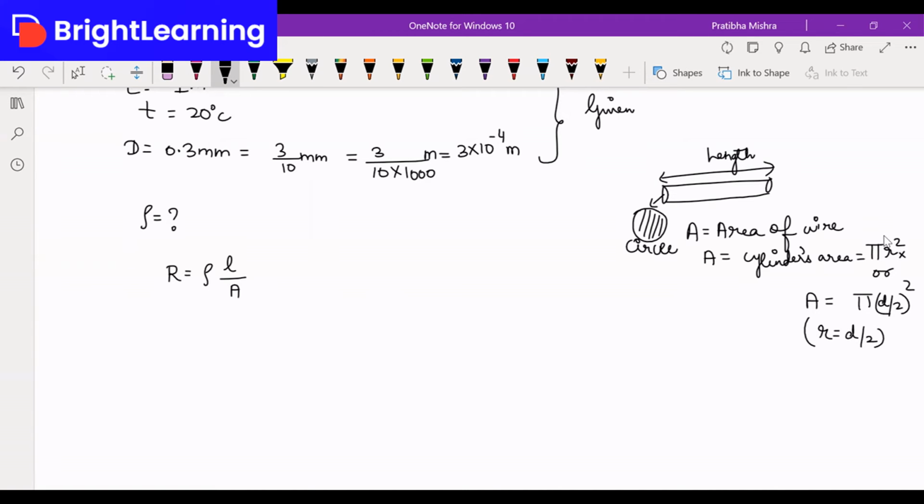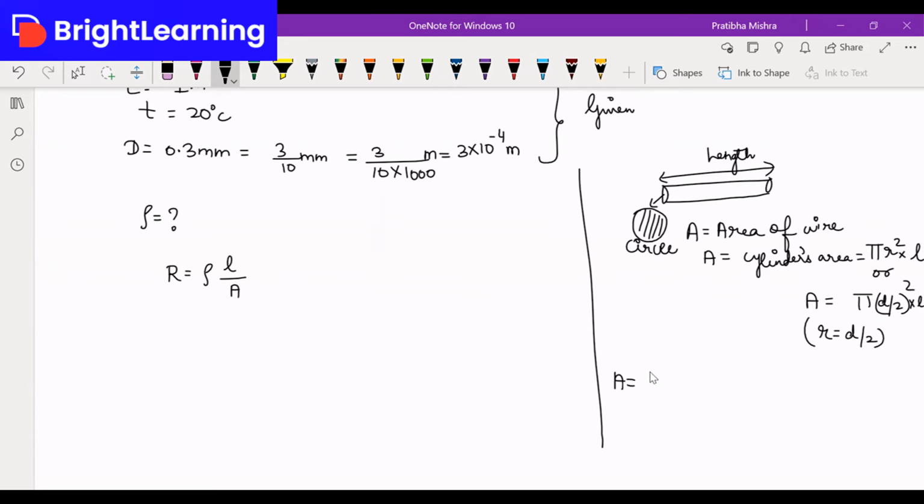Now, this is just the area of circle. You need to find the area of the whole cylinder. Pi r square into L. Okay, so I'm just trying to find the area here. Then I can substitute it to the other side.